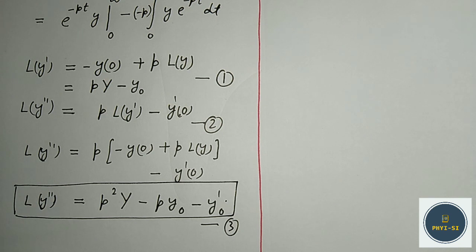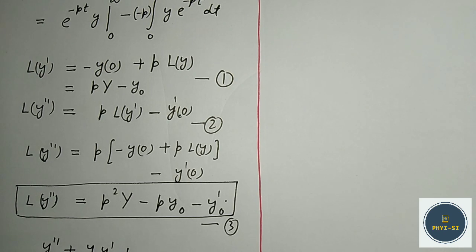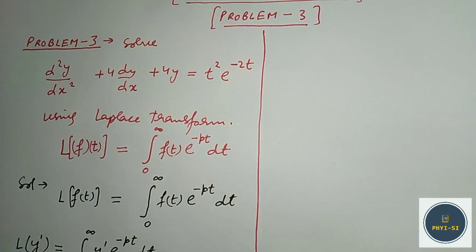Now about the problem. Here we have y double dash plus 4y dash plus 4y is equal to t square e raised to power minus 2t. This is our problem that we have to solve today.